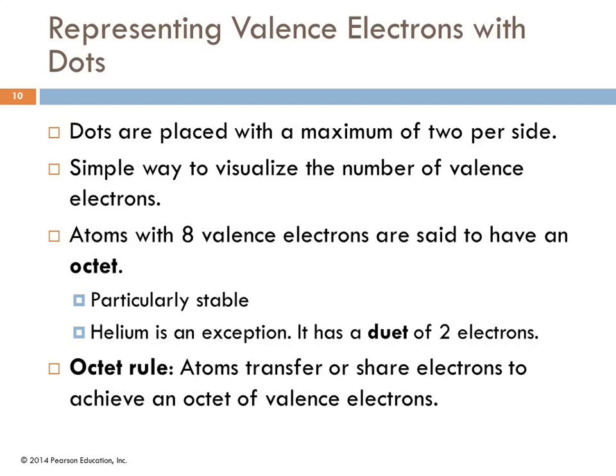This is the simplest way to visualize the number of valence electrons. So when we see an atom with 8 valence electrons, we say that atom has an octet. We're going to use that word a lot, octet. Atoms that have 8 valence electrons are particularly stable. The noble gases, neon through radon, have 8 valence electrons. Helium's an exception. It's the baby sister of that family, and so it has a duet. But that's a full valence shell.